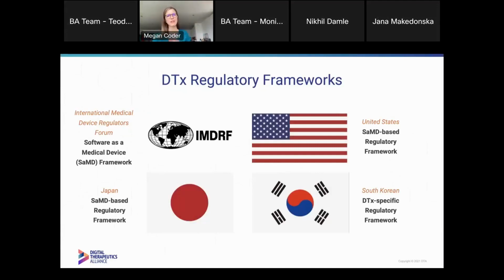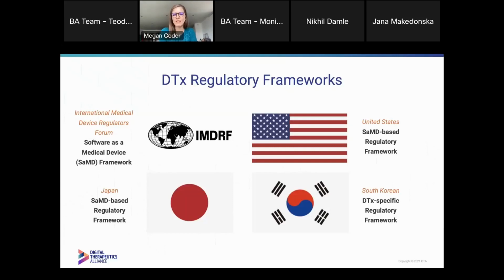And then we have to look at regulatory frameworks. So right now, there are a number of regulatory frameworks that are being developed based upon what the International Medical Device Regulators Forum has created, the SAMD framework. Digital therapeutics are a subset of SAMD. Not all SAMD products are DTx, but at least that's a starting point for us. So US, Canada, many others have used this. Japan and South Korea have been implementing their own regulatory frameworks.